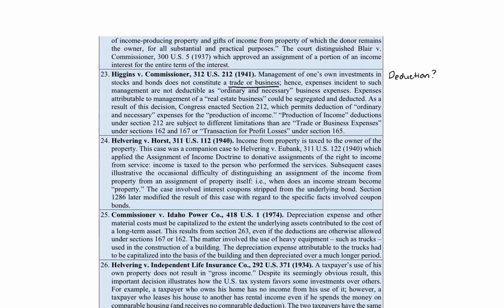So it does not constitute trade or business. Hence, expenses incident to such management are not deductible as ordinary necessary business expenses. At the time of this case, that meant to hit Mr. Higgins, no deduction.